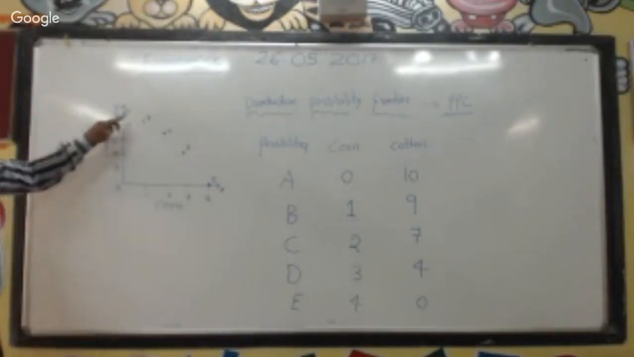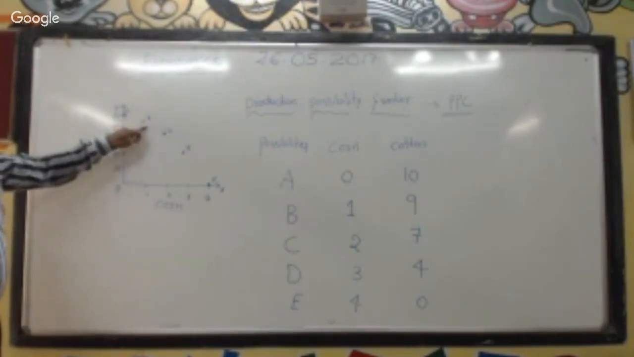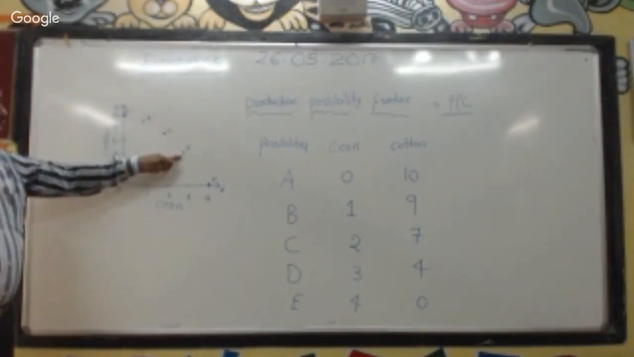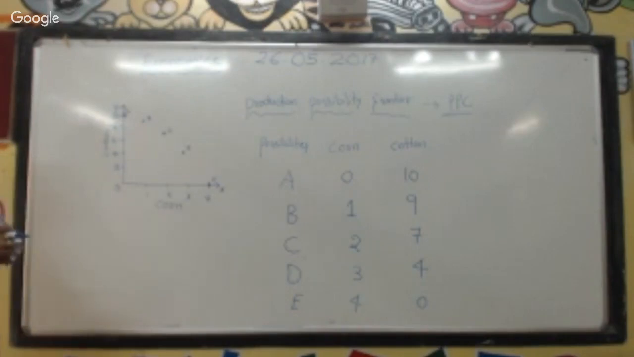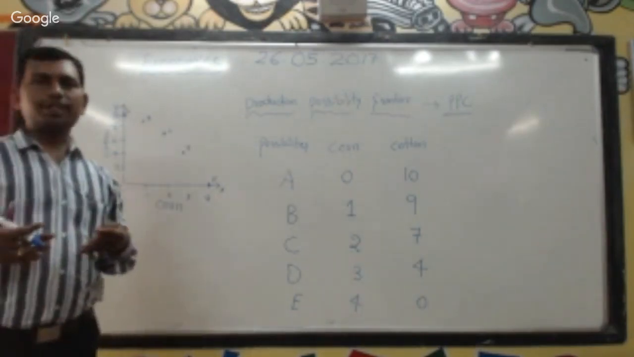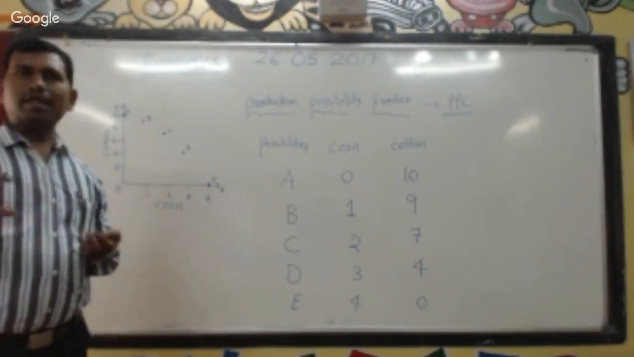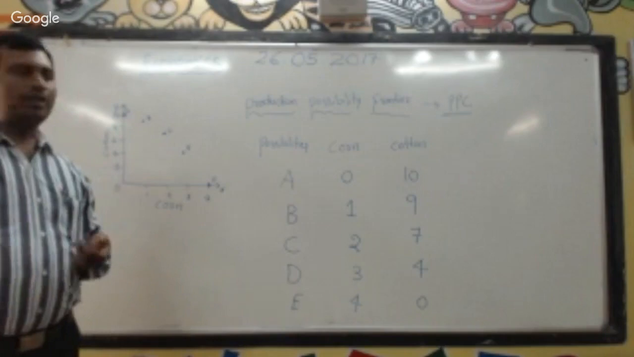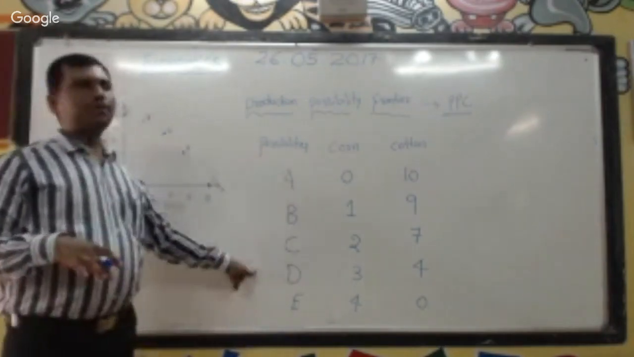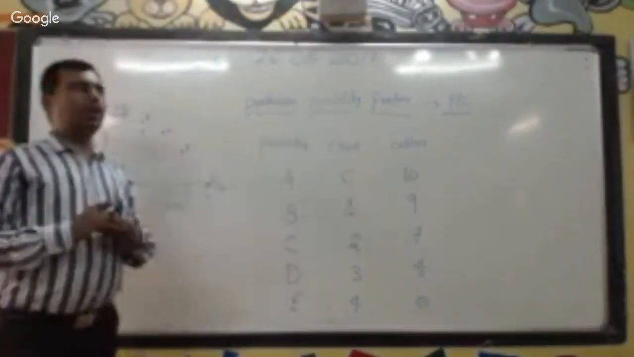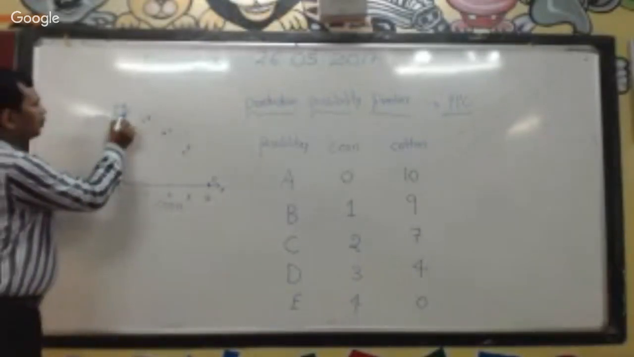These are the different combinations: combination A, combination B, combination C, combination D, and combination E. How are we getting these combinations? With our available resources, and the technology is not going to change. We are going to find the possibilities of these two commodity productions. Now we have to join all these dots.